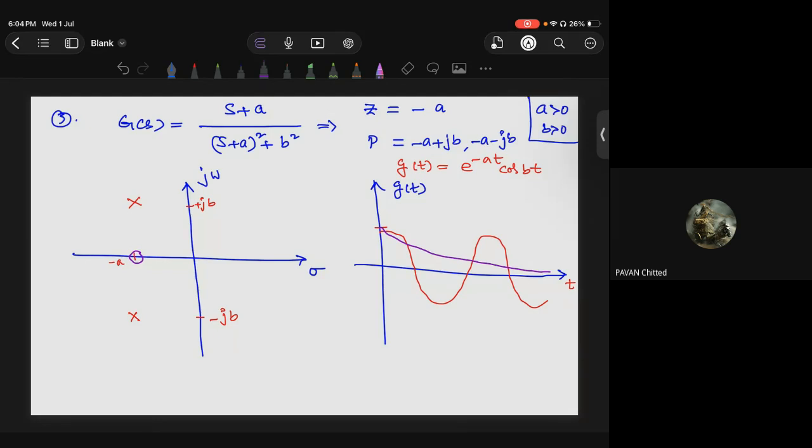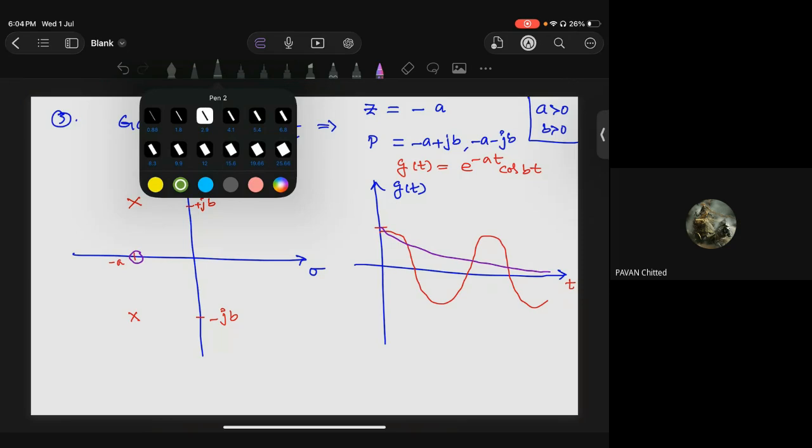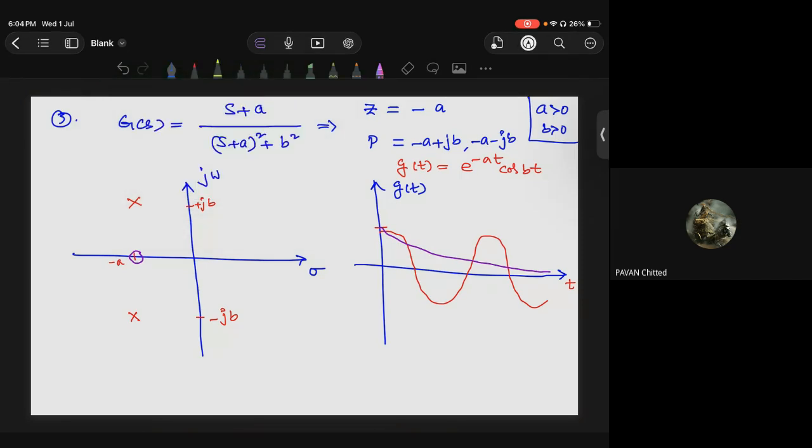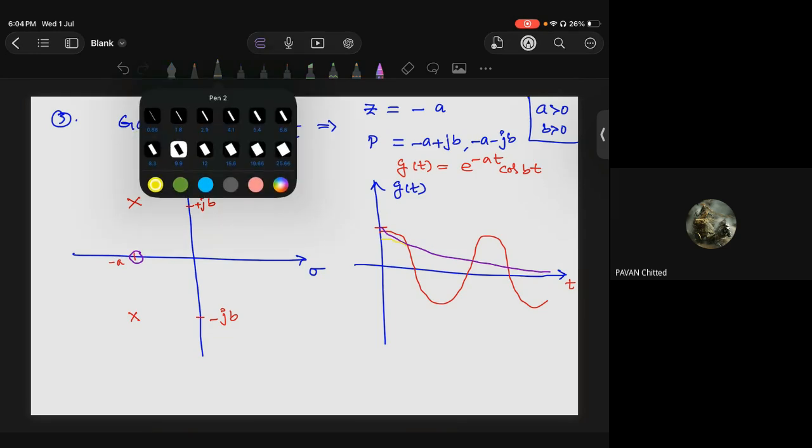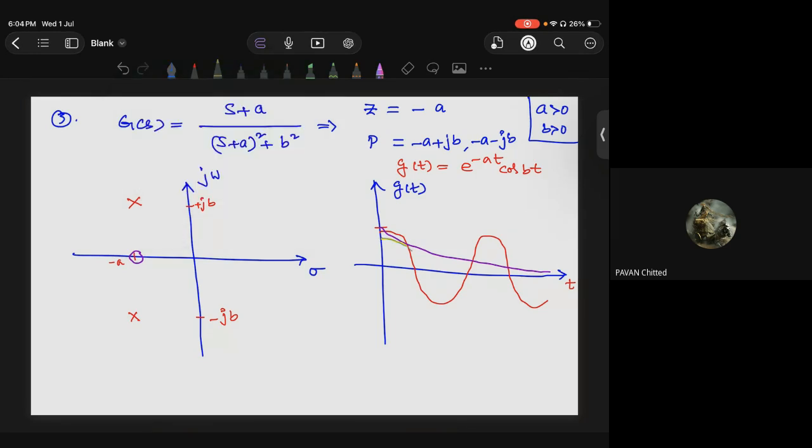Now if you multiply these two, what will you get? You'll get something like this. Okay, correct?